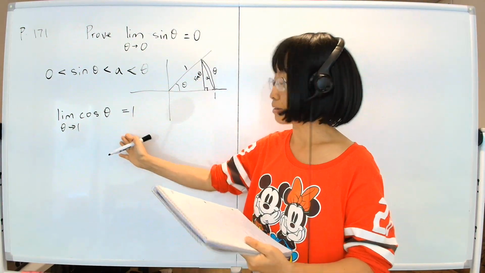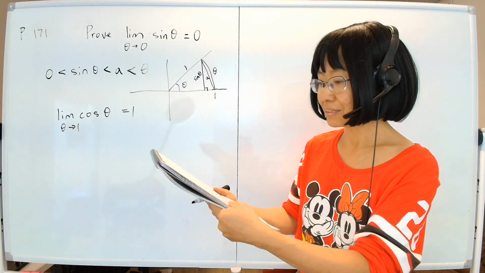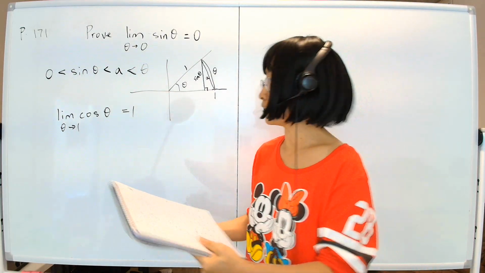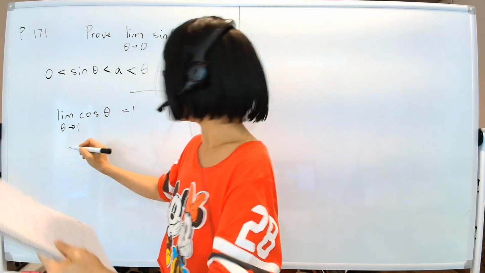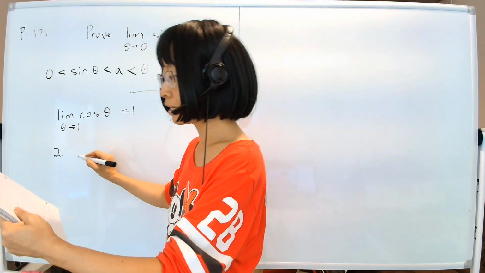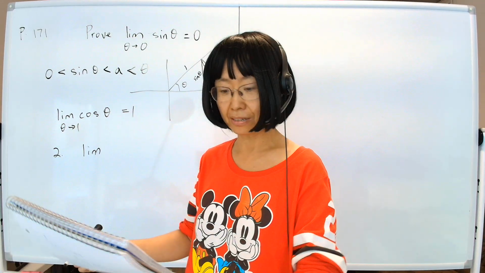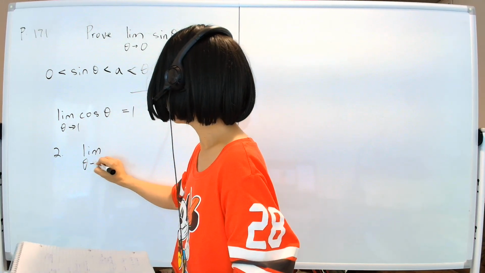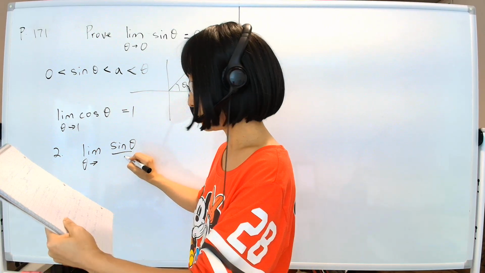Once that's established, okay, that part is pretty obvious, but the second part is, I think, far less obvious. In fact, I couldn't even think of how to do it at first. The second part, which is what we're trying to prove here, is that the limit as theta goes to 0 of sine theta over theta is equal to 1.